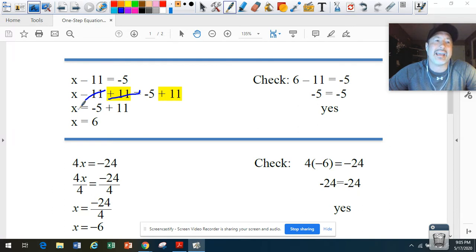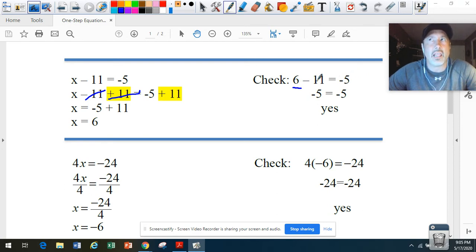You're left with x equals negative 5 plus 11. Okay? Negative 5 plus 11 is 6. Use your addition rules for the integers. So let's check and see if this is correct. So I take my 6, put it in where the x is. 6 minus 11 equals negative 5. Let's see if this is correct.